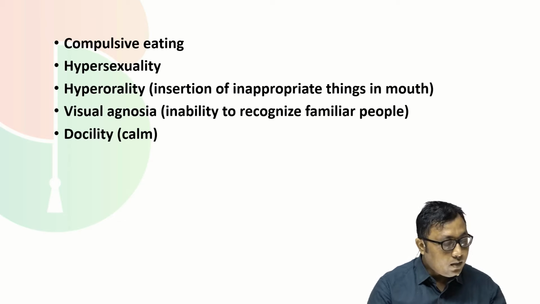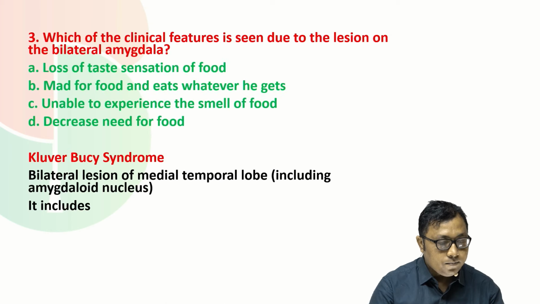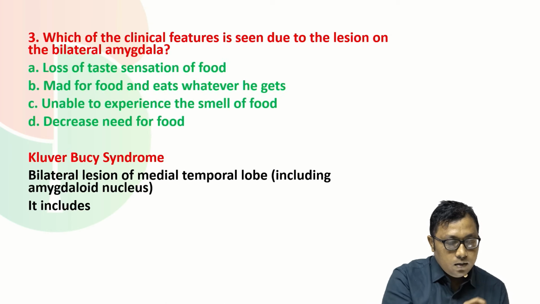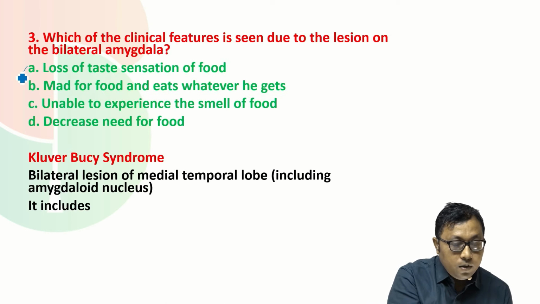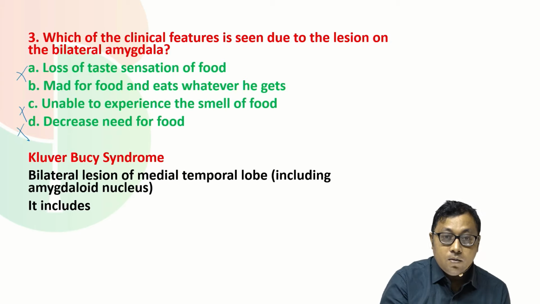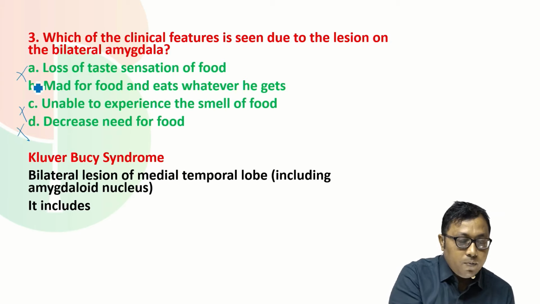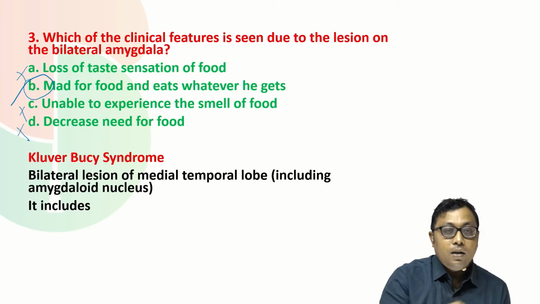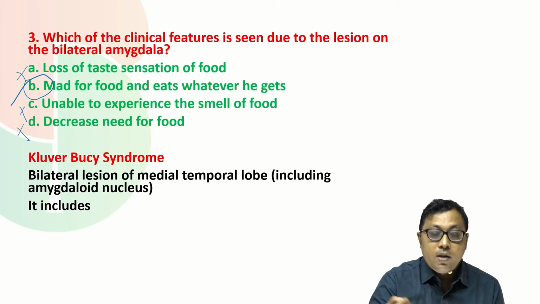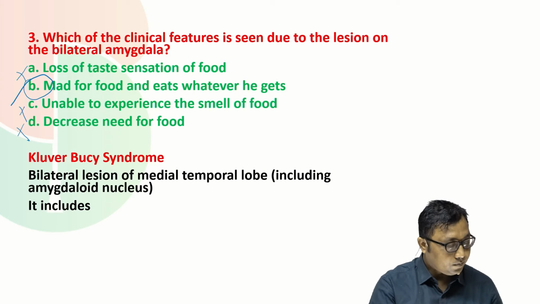So by this definition, now we come to the question. So in this, there is no loss of taste sensation of food, there is no inability to experience the smell of food, there is no decreased need for food, rather patient needs to eat more, but there is mad for food, means there is increased appetite, and patient eats whatever he gets, putting everything in his mouth. So the answer is B.